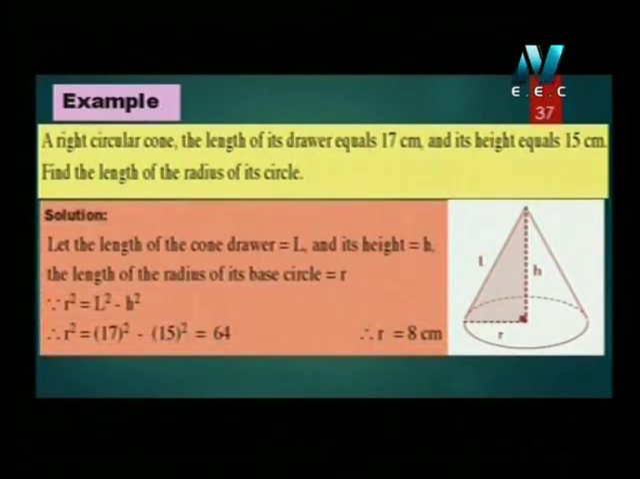Solution. Let the length of the cone drawer equal L and its height H. The length of the radius of the base circle equals R. So from the Pythagorean theorem, R power 2 equals L power 2 minus H power 2, so R power 2 equals 17 power 2 minus 15 power 2 equals 64. By taking the square root of both sides, R will be 8 centimeters.